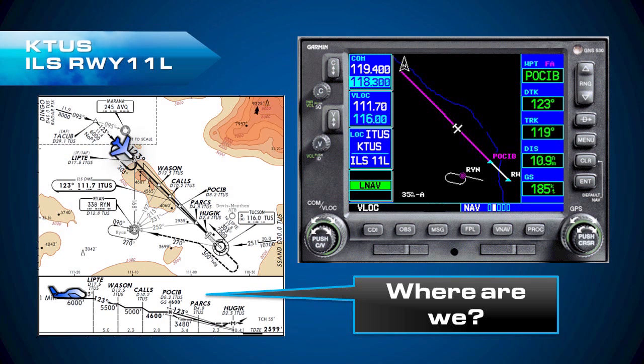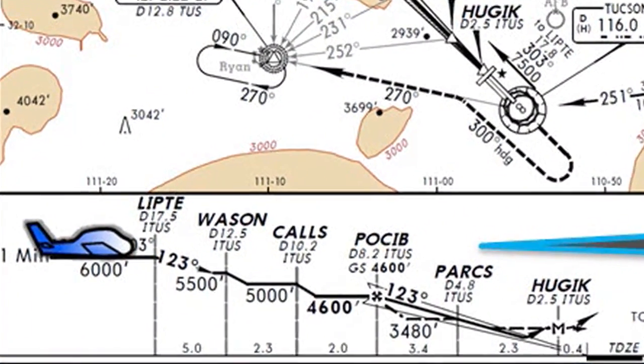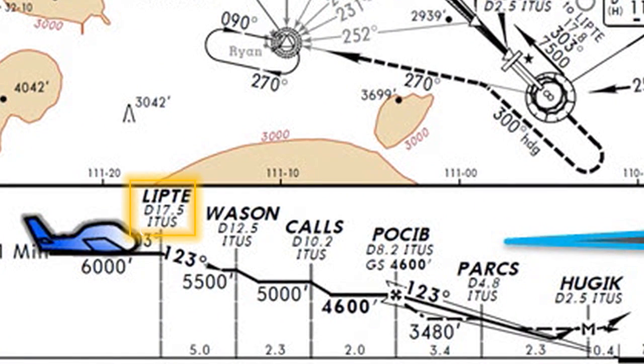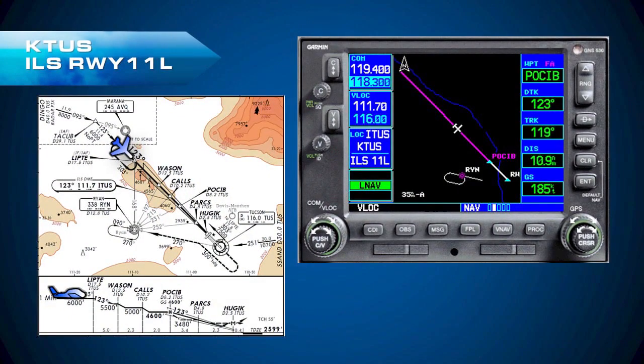If we take a look over at the profile view on the chart, you can see that my airplane position is just outside of Lipty. And underneath Lipty it says D 17.5 ITUS. Well, that means that that distance is based off the ILS DME. They want me to shoot these step downs here because of terrain.